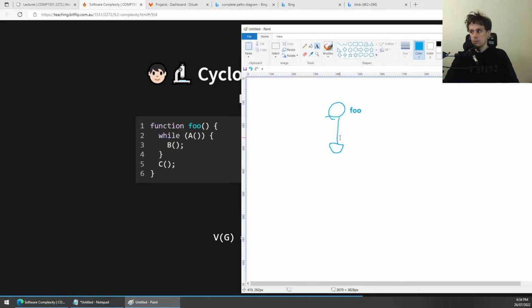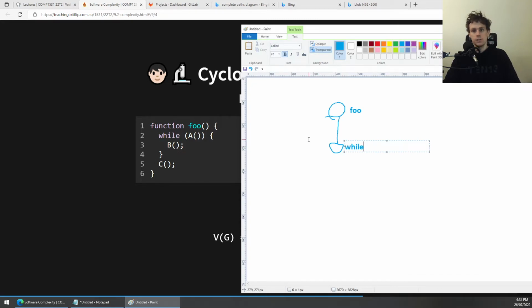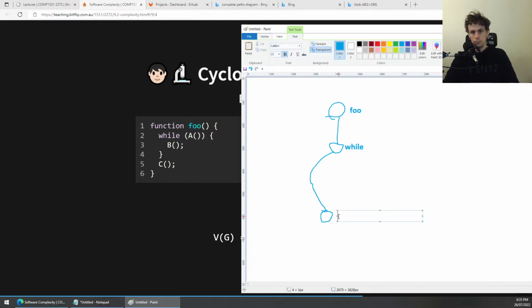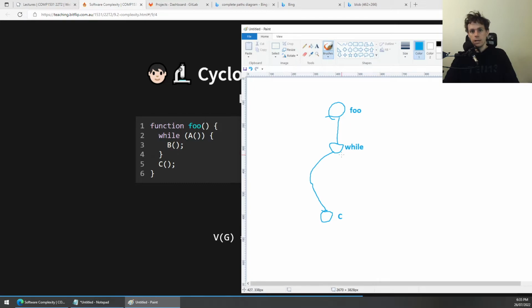Now, this is not how it's drawn necessarily on the slides, but I'm just trying to show you how much easier this can be. You enter the while loop, and when you enter the while loop, you have two options, right? You can either go straight down here to C, because you skipped it, or you can enter the while loop and do B. And once you've done B, what do you do? Well, you have to come back up to the while loop. And then once both of these are done, you finish the program.